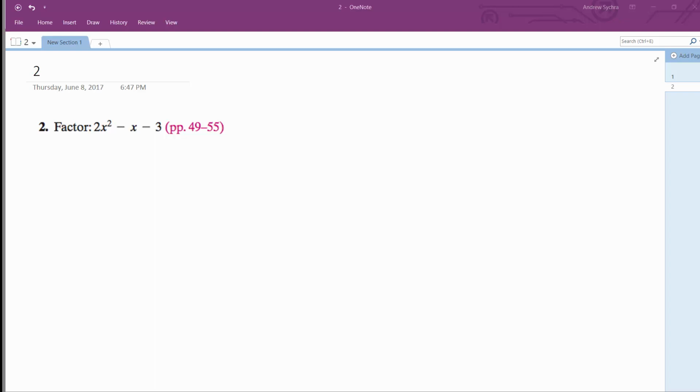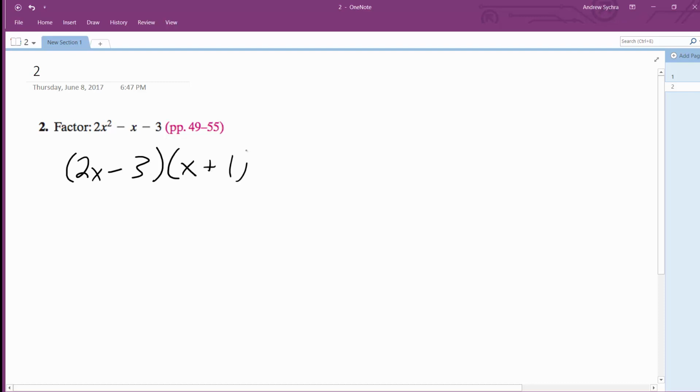Okay, so we've got 2x squared minus x minus 3, and we want to factor this. Because we've got a 2 coefficient out in front of x, I know that one of my terms is going to have 2x, and the other term is just going to have x. This is going to be a little bit of a trial and error thing, but since the middle term is a minus 1, I think what's going to happen here is we're going to have minus 3 here and plus 1 here. Let's try this out.